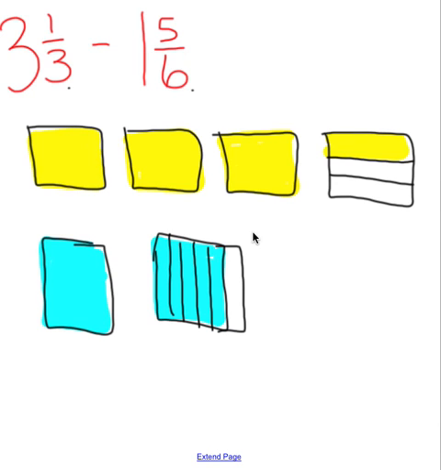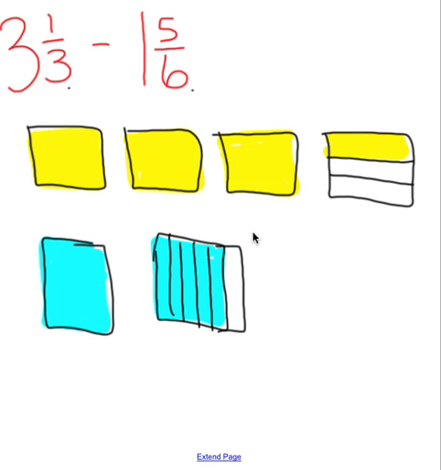numbers. So 3 1/3 minus 1 5/6. I started off by drawing the representation of 3 1/3, as you see in the pieces that are colored in yellow. I have 3 whole pieces shaded, and then I have 1/3 shaded at the end. I drew those lines horizontally to represent the 1/3.